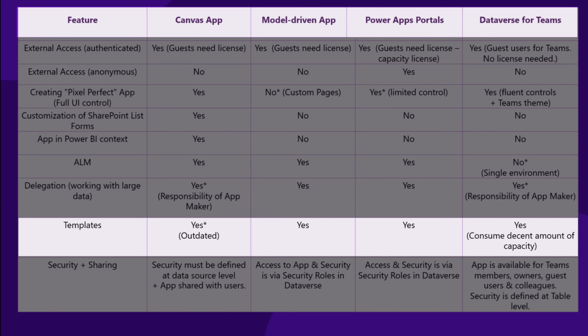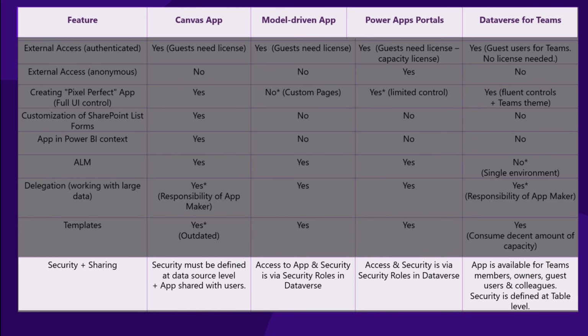Templates. Canvas apps, there are a set of templates that are provided for us. However, those templates are now outdated. Some of the design mechanisms that it leverages are very old. Model-driven apps and portals have templates. So does Dataverse for Teams. There are ready-to-use solutions there. Dataverse for Teams has a storage capacity of 2 GB. Some of those out-of-the-box templates or solutions do consume a decent amount of capacity.